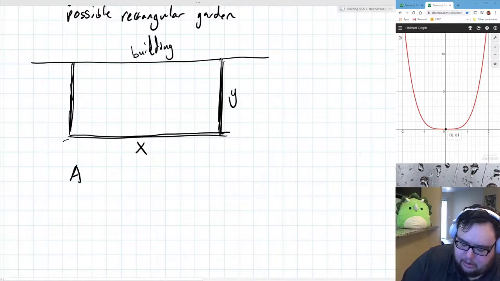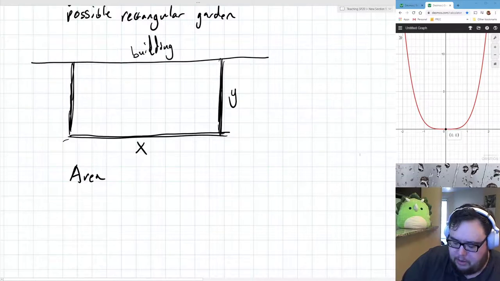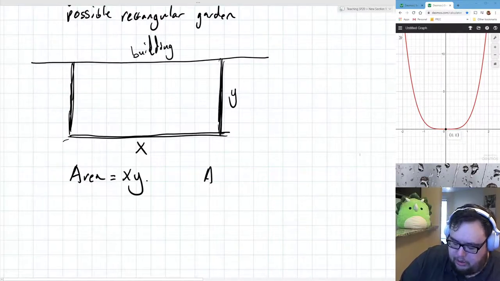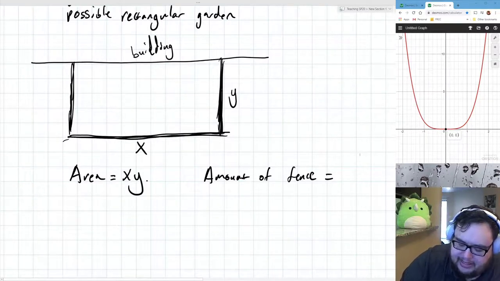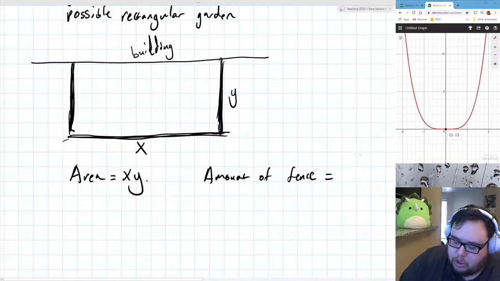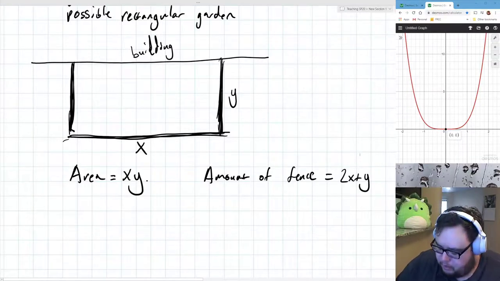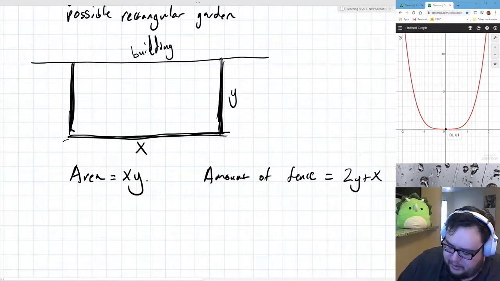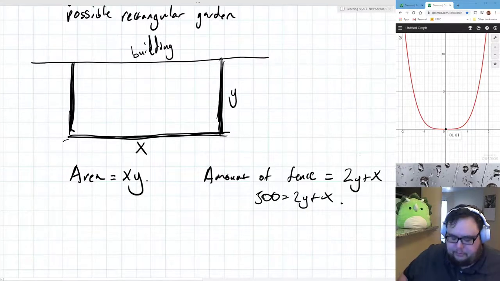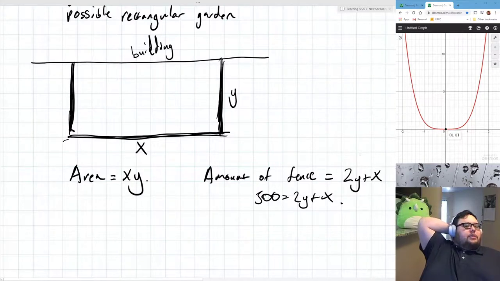And the area of a rectangle is the length times the width, right? Or x times y. And the amount of fencing we're using is going to be, well, we have to make one fence of length y, and then one fence of length x, and then a second fence of length y. So the total amount of fence is 2y plus x. And we want this to be 500 equals 2y plus x, because the total length of fence we have has to be 500 feet.